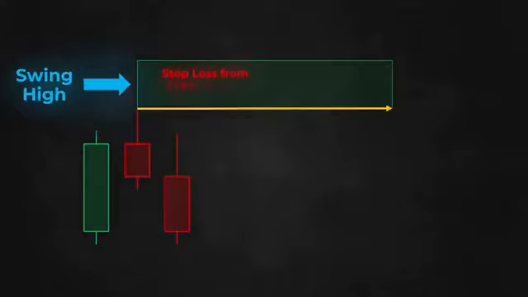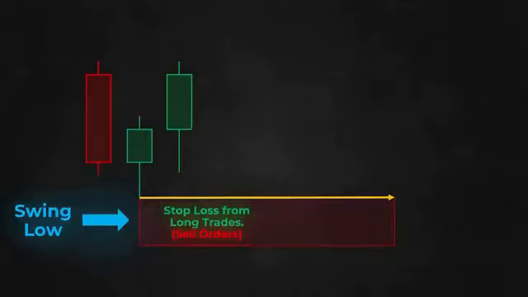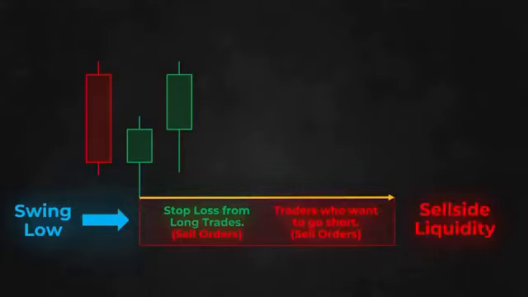Just above a swing high, there are a lot of stop orders from short trades, which are buy stop orders, and there are also a lot of buy stop orders from traders who want to go long if price surpasses the swing high. In ICT terms, this level represents buy side liquidity. Just below a swing low, there are a lot of stop loss orders from long trades, which are sell stop orders, and there are also a lot of sell stop orders from traders who want to go short if price surpasses the swing low. In ICT terms, this level represents sell side liquidity. The identification of buy-side and sell-side liquidity levels is important in many ways in the ICT method.